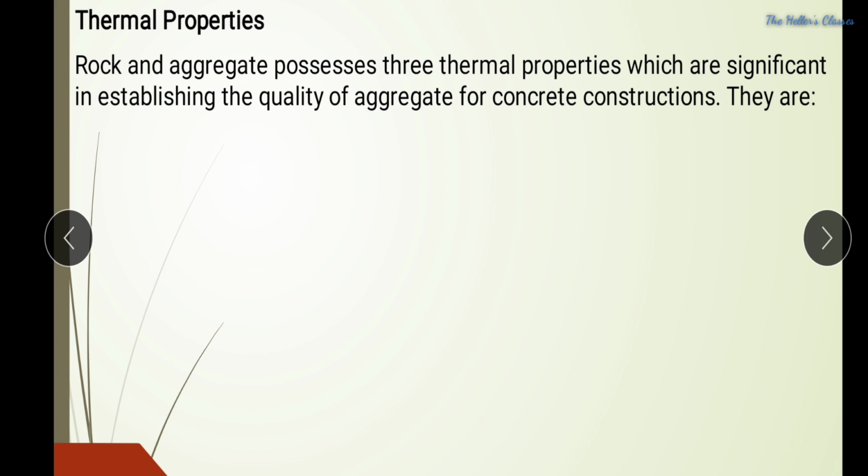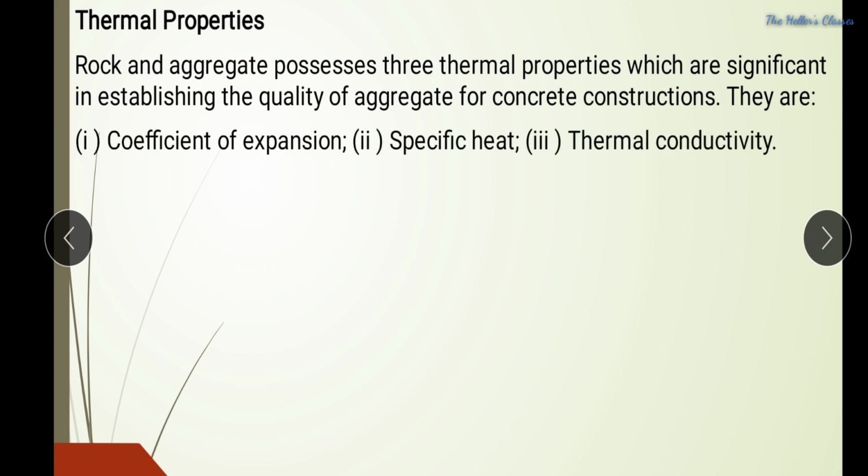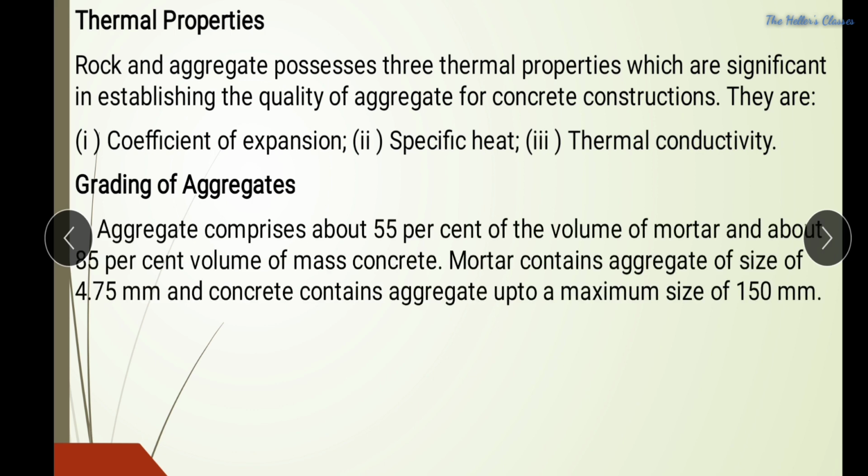The thermal properties basically depend upon three properties: coefficient of expansion, specific heat, and thermal conductivity. If the coefficient of expansion is more, and it is exposed to a low temperature also, the expansion and contraction joints will need to be extended more. Specific heat should be less, and thermal conductivity should also be less. Otherwise it will absorb a maximum amount of heat, and then crack formation will be somewhat more for any kind of structure. So the next one is grading of concrete.